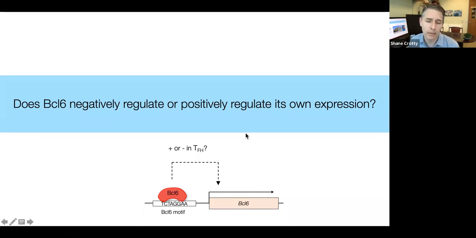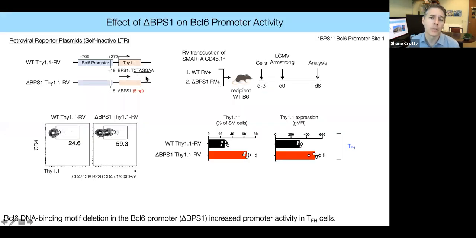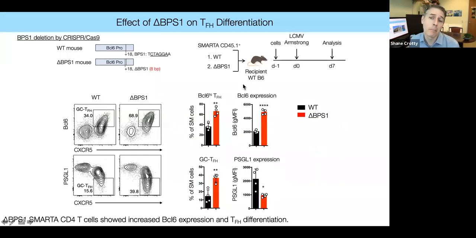And so we tested that, because you can't tell that by correlation. You have to do a direct test. And so we did that by deleting the Bcl-6 binding site in reporter constructs, and Bcl-6 expression went up. And then we made mice that were wild type except for an 8 base pair deletion of this Bcl-6 binding site in the Bcl-6 promoter. And the outcome was substantially more Bcl-6 expression. Okay, therefore, Bcl-6 is actually a negative regulator of its own expression, acting as a repressor.